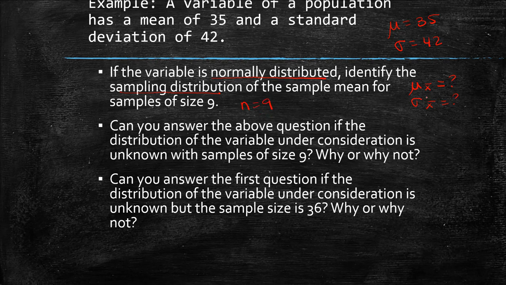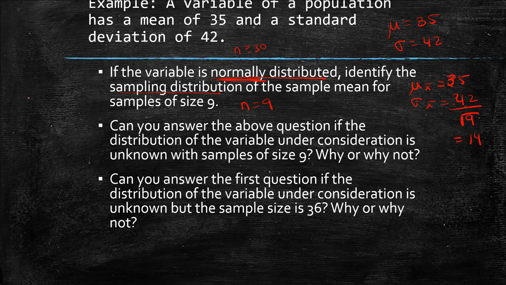In order to be able to use our shortcut, we have to have one of two things. We either have to have a normal distribution or a large enough sample size. Notice this says it's normal. It's definitely not a large enough sample size, because remember, we need n greater than or equal to 30. 9 is not greater than 30, but it's normal, so that means it's case 1, and we know mu of x bar will equal mu, and sigma of x bar will be sigma over the square root of n. In this case, n is 9. So 42 divided by the square root of 9, 42 divided by 3, that's 14. So that would be our sampling distribution.